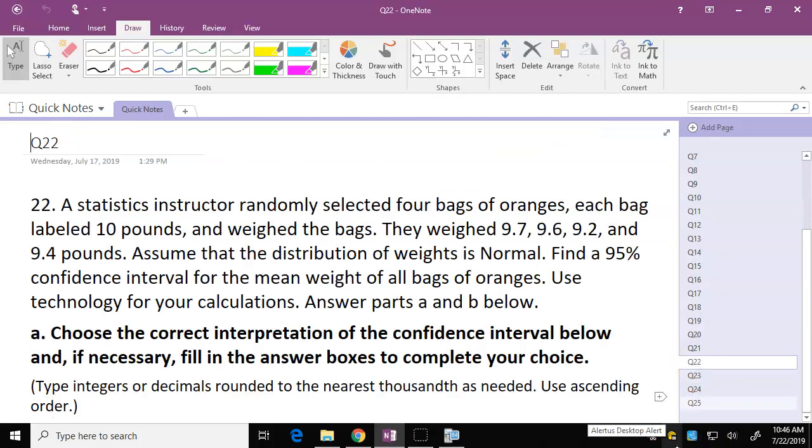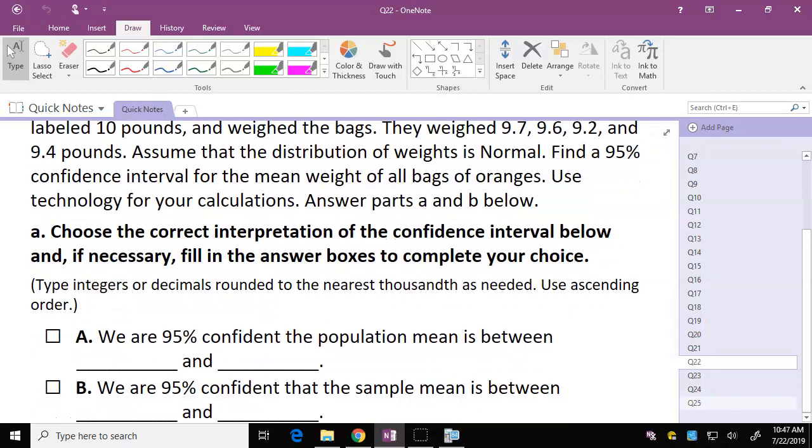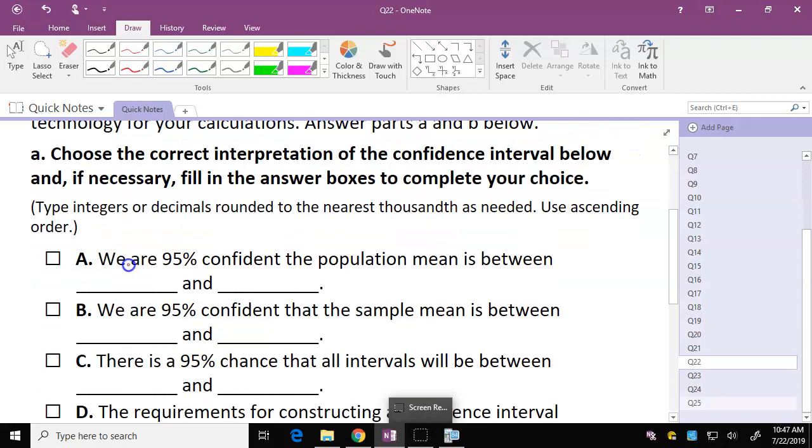So 22 is also coming from 9.3. Pretty much the same kind of question again. A statistics instructor randomly selects 4 bags of oranges, each bag labeled 10 pounds, and weighs the bags. They weighed 9.7, 9.6, 9.2, and 9.4 pounds. Assume that the distribution of weights is normal. Important for us, that means CLT is met. Find a 95% confidence interval for the mean weight of all bags. Use technology for your calculations. Answer parts A and B.